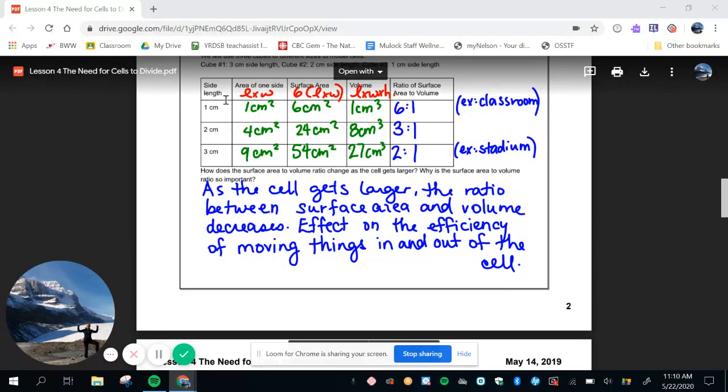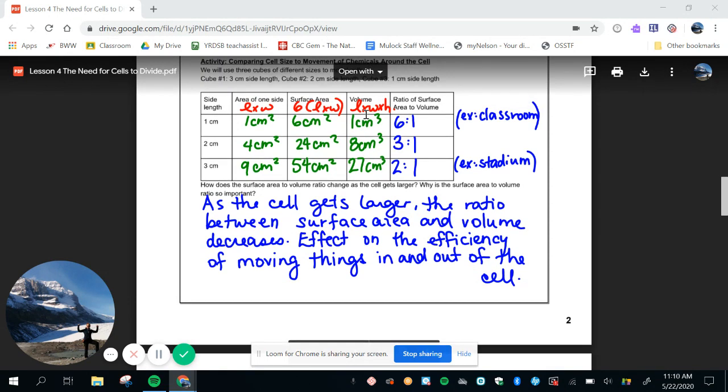So here, if I have a really small side length, I'm going to have a pretty large area when I compare those two numbers. If one side is 1 centimeter, I have a little 1 centimeter square on one side. The volume, which we know is length times width times height, would just be 1 times 1 times 1. So when I calculate the ratio, that's a comparison. I'm comparing the 6 centimeter squared surface area with the 1 centimeter cubed volume. This would be like our classroom.